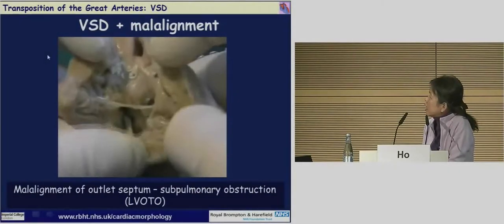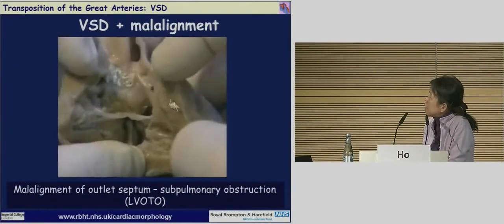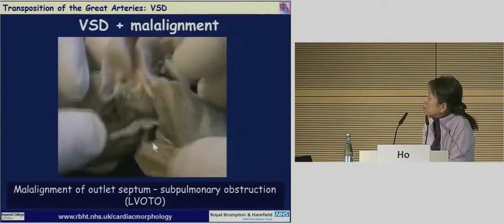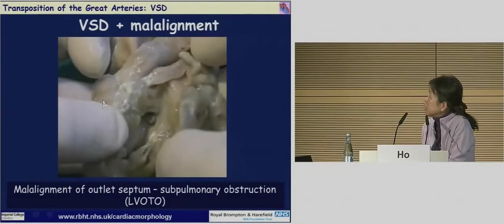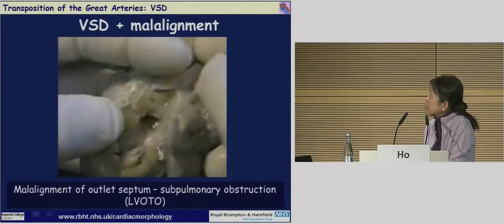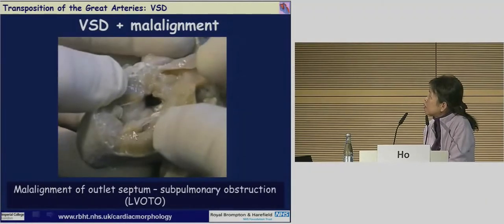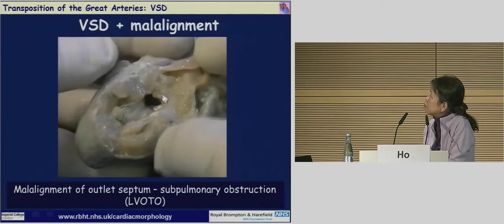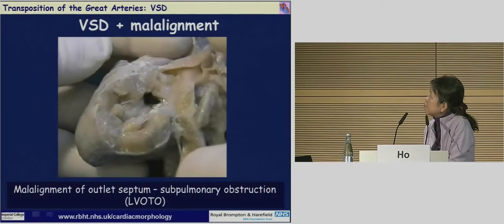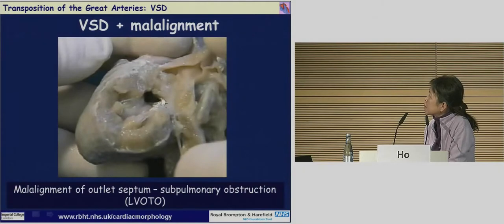Now you may have malalignment not of the inlet septum, but of the outlet septum. This is the right ventricular outflow tract to the aorta, no big issues there, but when you look inside the left ventricle, you see this left ventricle here, a bit smaller than the right side, and the outlet septum deviated into that left ventricle. Here's the ventricular septal defect, a perimembranous VSD, but with left ventricular outflow tract obstruction caused by the malalignment of the outlet septum.